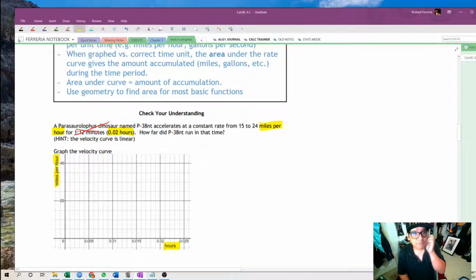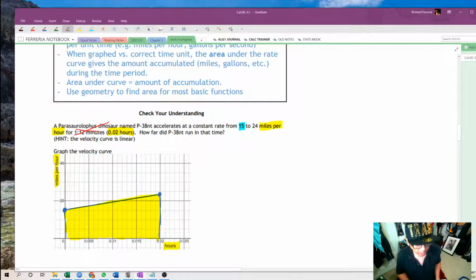So we're starting at 15 miles per hour. We're going to put a nice juicy dot at 15, which is here. And we're going to go to 24 miles an hour once we get to 0.02 hours. 24 miles an hour is just right about here. And then of course, it's accelerating at a constant rate, so we're going to get a straight line function. Let's draw our straight line.